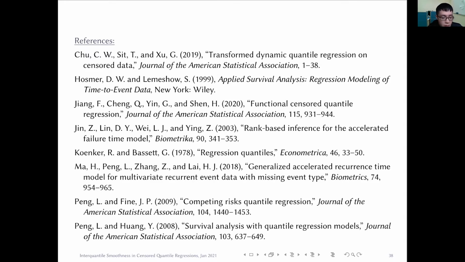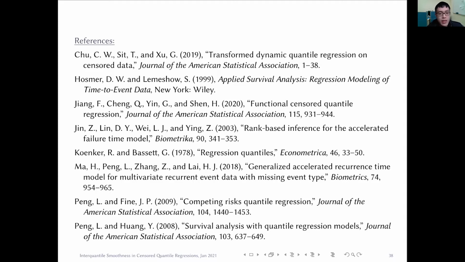So there are two questions. The first one is, what if the censoring is interval censoring? And the second question, do you assume non-informative censoring? Mr. Tsai, please.